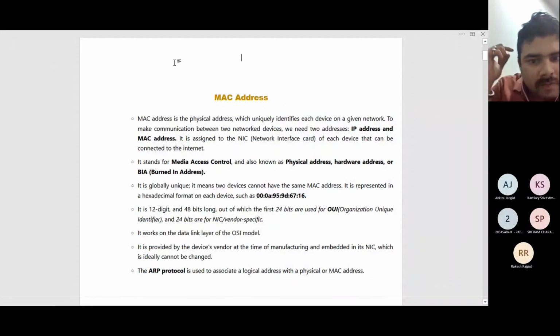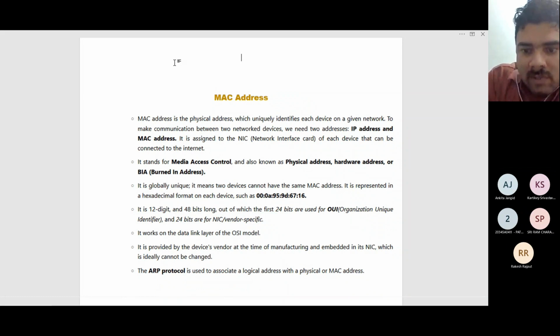After that, MAC stands for media access control and is also known as a physical address, hardware address, or burned-in address. Then it is globally unique. It means two devices cannot have the same MAC address. So each device has a different, unique MAC address.